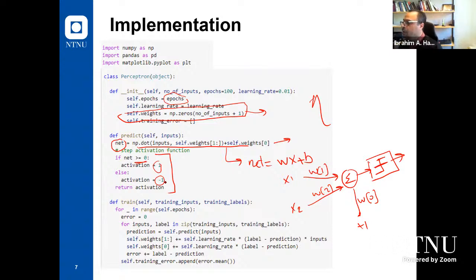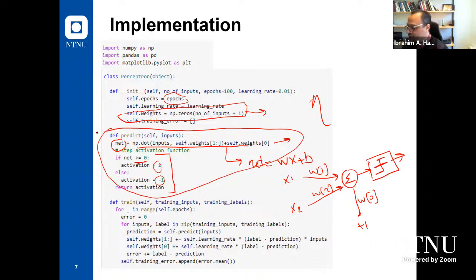To train your model, we need to use the perceptron learning rule. So this one is for prediction. After training your model, if you want to predict, for example, you can just say for x equal to 1 and then 0.5, I want to see what the output is. So we use this one for prediction. We need to write another function for training because I need to train my model.